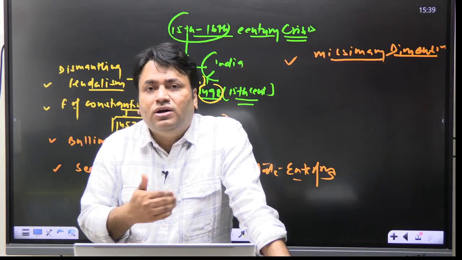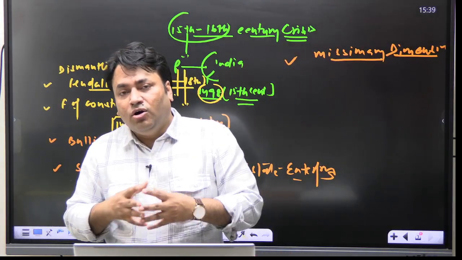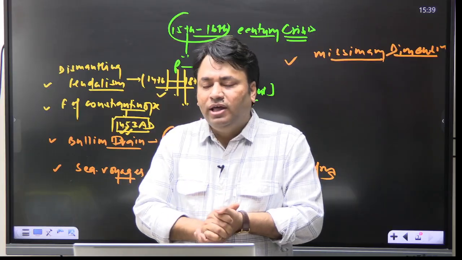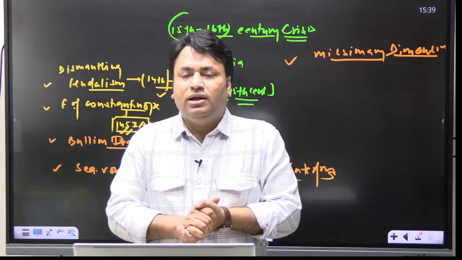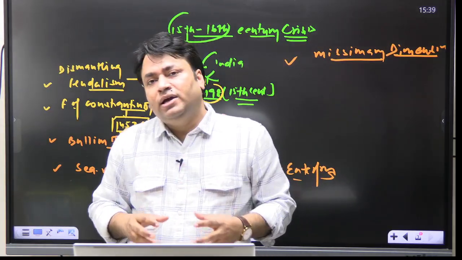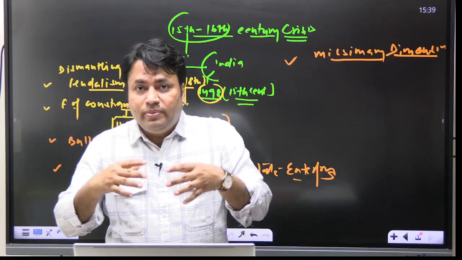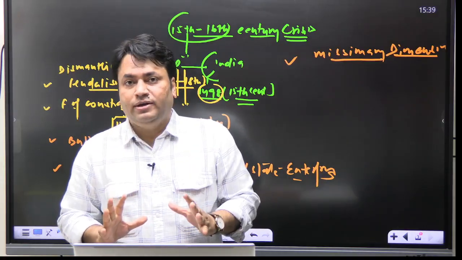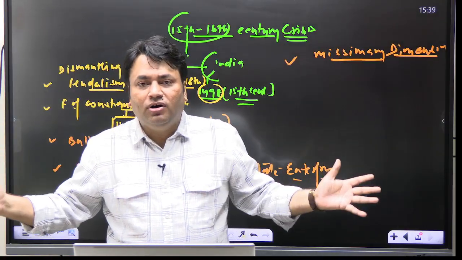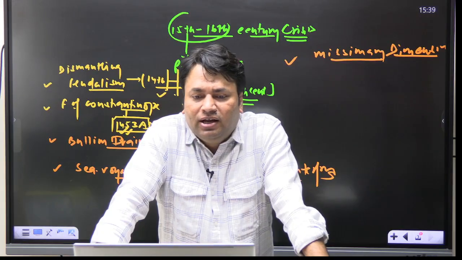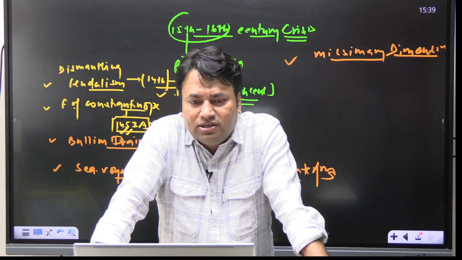Astrolabes will do the latitude measurement. Compass will be helpful in direction finding. Cartography will be helpful in accurate sea mapping. Gunpowder artillery will be helpful in establishing dominance or superiority as a naval power, and all this will help the Portuguese. So here we see that the rise of the Portuguese took place.